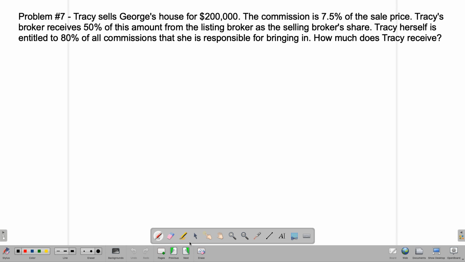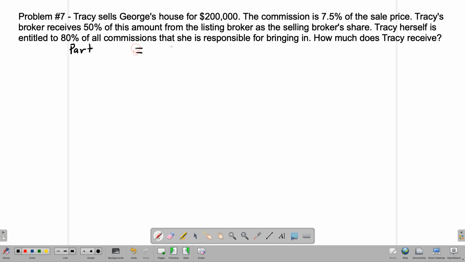Tracy's broker received 50% of this amount from the listing broker as the selling broker's share. Tracy herself is entitled to 80% of all commissions that she is responsible for bringing in. How much does Tracy receive? And once again, we have 3 different problems here, each of them going to be solved with the same parts.